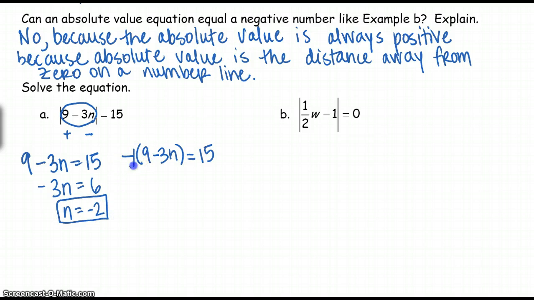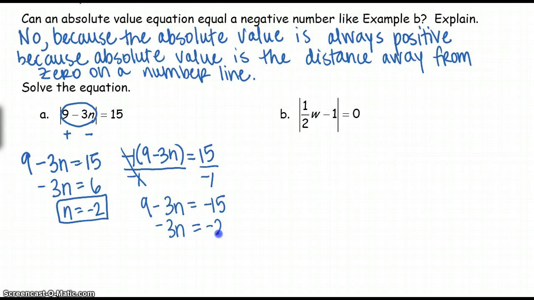Over here, I like to divide both sides by negative 1. Now, you can distribute it. It's not incorrect to do that. It's just quicker to get rid of our negative by dividing both sides by it first. So then negative 15, we're going to subtract the 9 from both sides, and we'll have negative 24. Divide by negative 3, and we'll have 8. And there are two solutions. So remember, you always have the positive, and you always have the negative.